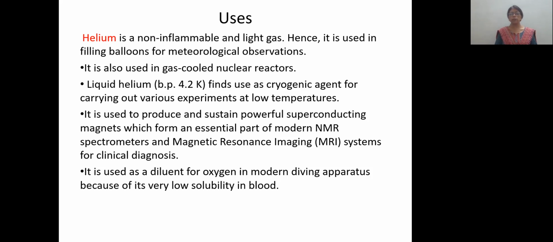It is used as a diluent for oxygen in modern diving apparatus because of its very low solubility in the blood. This last use you have studied in chapter 2, that is solutions, where the scuba divers use the oxygen cylinder which is diluted with helium.